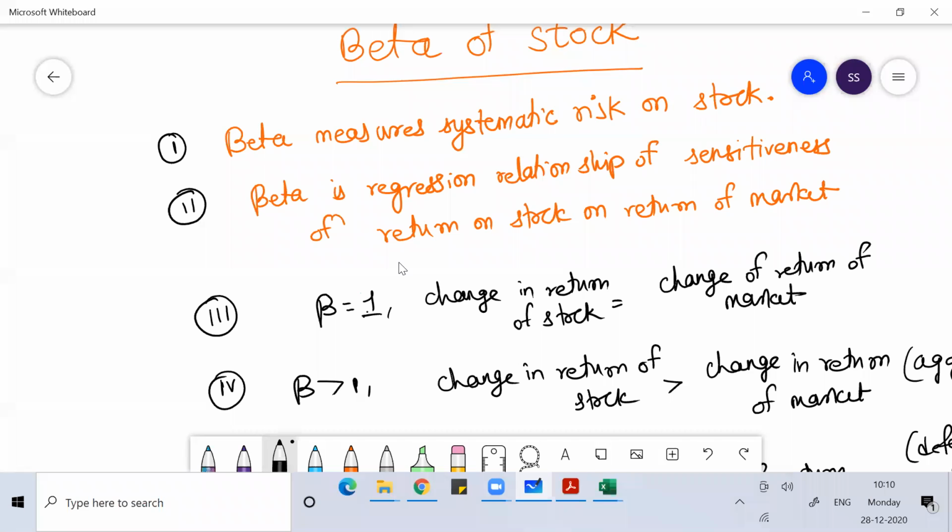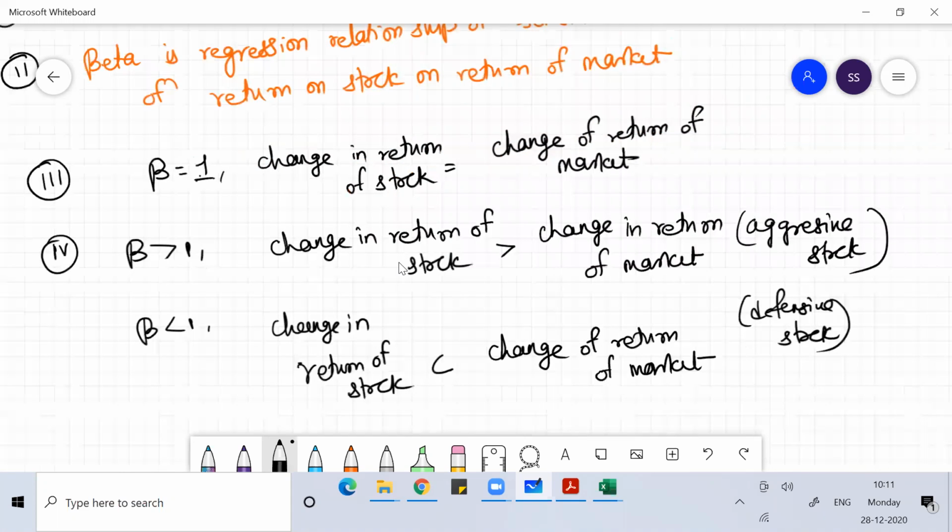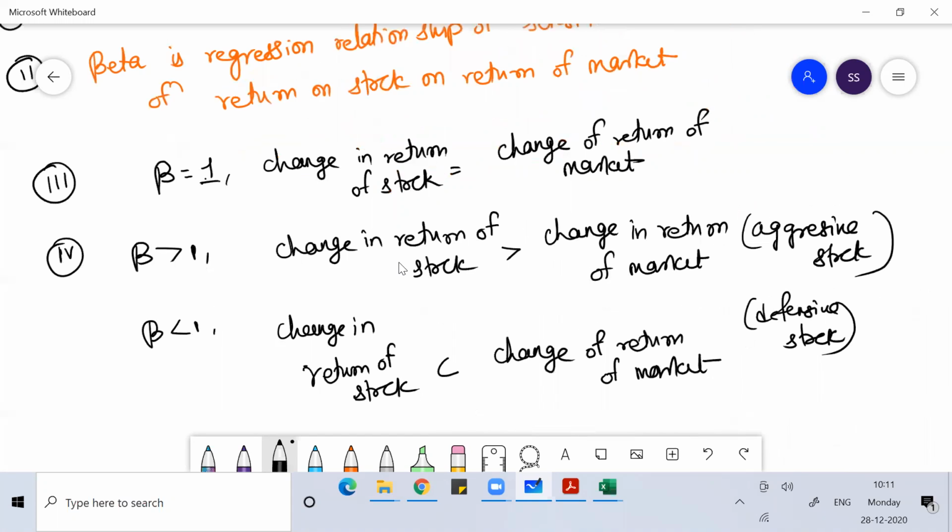Beta is basically the regression relationship where we measure the impact of the return on the market on the stock. When we talk about beta of the stock, it can be equal to one, more than one, or less than one. If the beta of the stock is one, the stock shows the same percentage change in value as the market is changing. If the beta is more than one, the stock shows a larger percentage change in value compared to the change in the market.